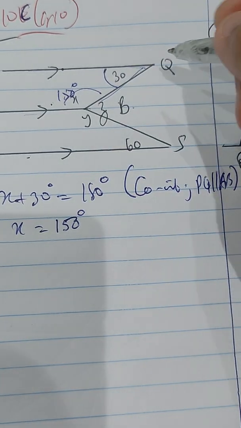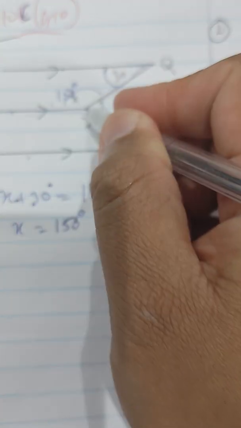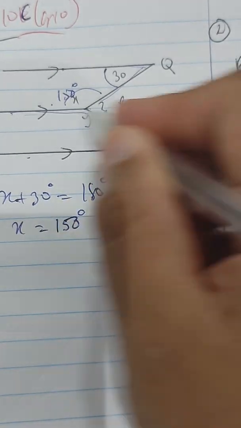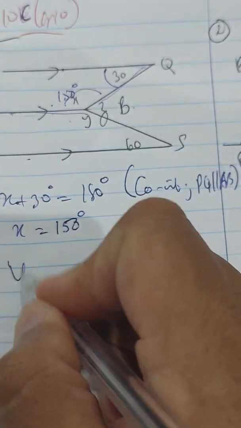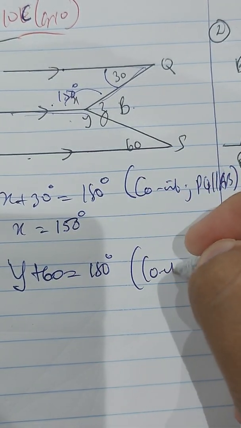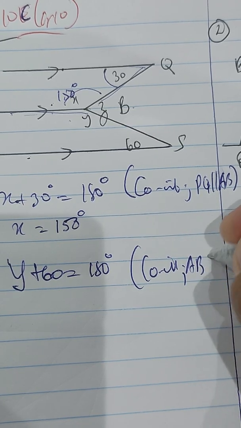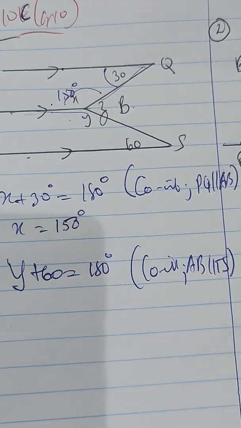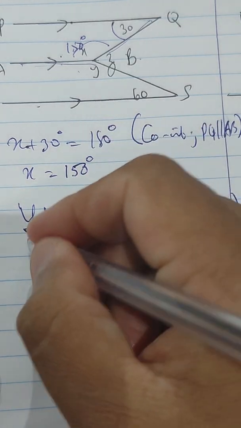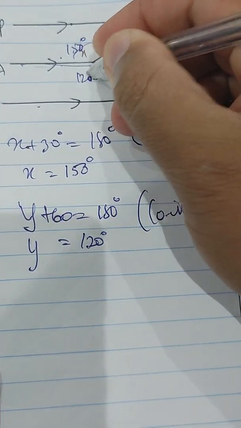Start populating the diagram so that at one glance we can see what we have. Okay, and there again co-interior angles. You see that U there, and these lines are parallel. So y plus 60 is equal to 180. It's co-interior angles with AB being parallel to TS. Okay. So y is equal to 180 minus 60, which is 120 degrees.